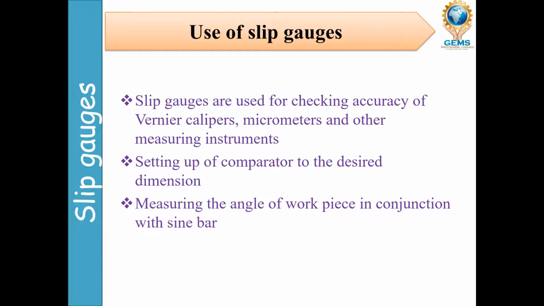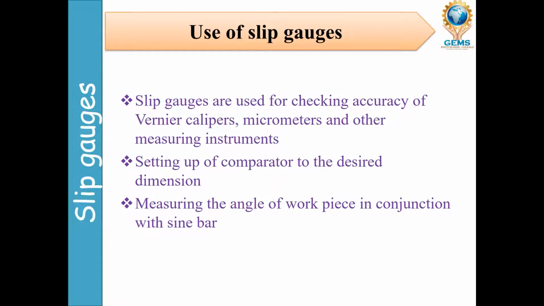Because slip gauges have high accuracy, when we are calibrating the vernier caliper, micrometer, and some other instruments, we use slip gauges. For the calibration purpose, you can find out whether it has accurate dimensions or not by using slip gauges. That's why slip gauges are used for calibration.